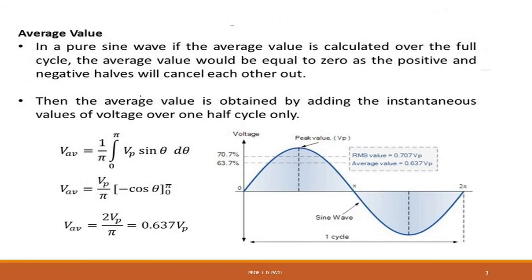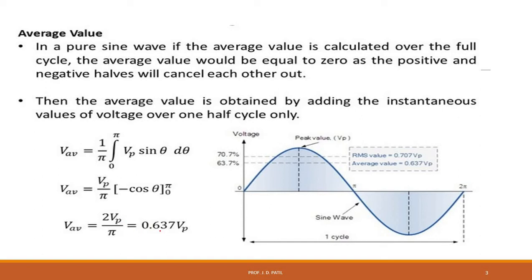Now, for the voltage, the average value can be taken by this equation also: 1 upon pi, integrating from 0 to pi of Vp sin theta d theta. Taking the integration, 1 by pi stays as it is. Vp is constant, and the integration of sin theta is minus cos theta, from 0 to pi. Putting in the values 0 and pi, we get V average equals 2 Vp divided by pi, where Vp means peak value.